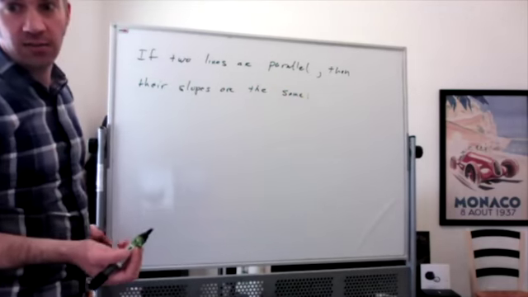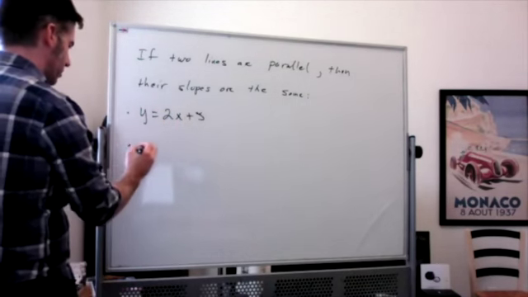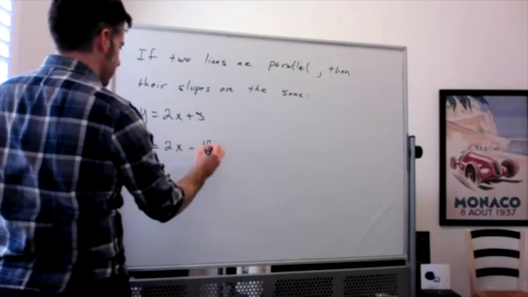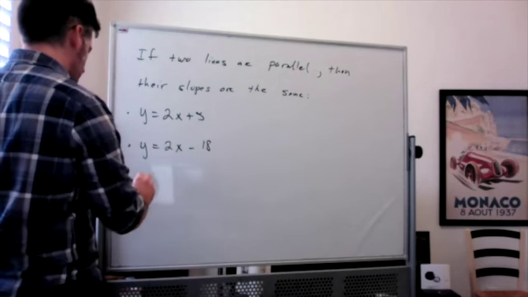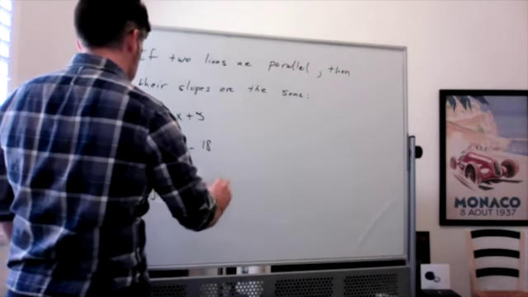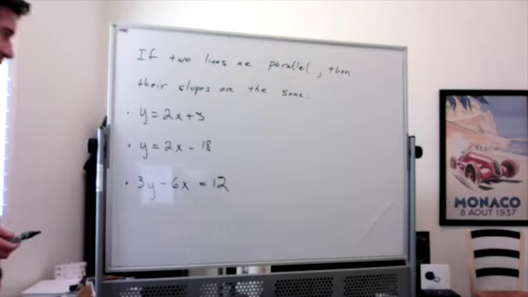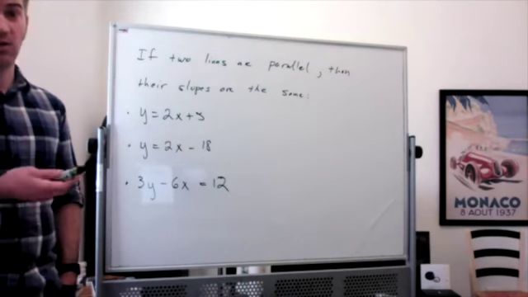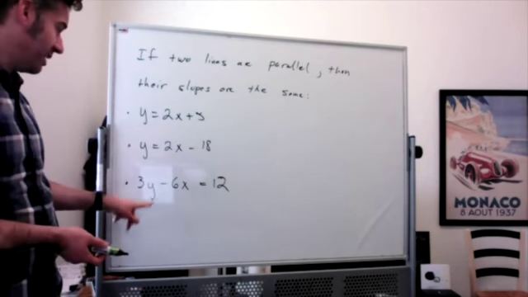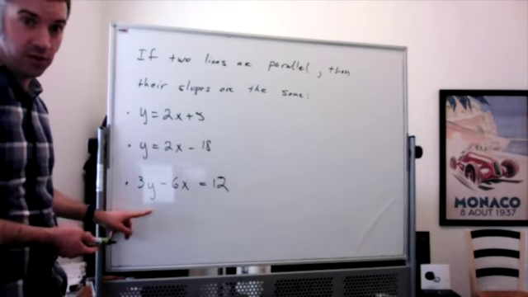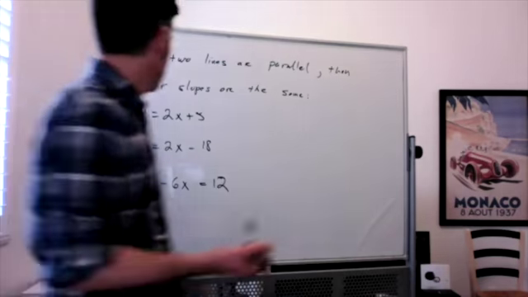So for example, here are some parallel lines. y = 2x + 5. y = 2x - 18. And 3y - 6x = 12. All of these lines are parallel because all of them have the same slope. Here the slope is obviously 2. Here the slope is obviously 2. And here the slope is less obviously still 2. If you solve for y here, you would see that the coefficient of x was positive 2.